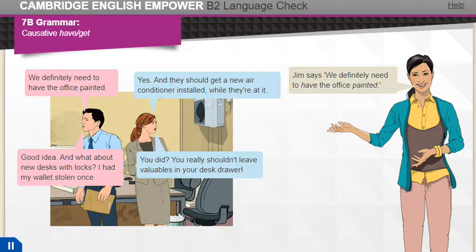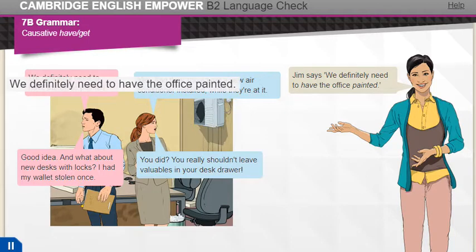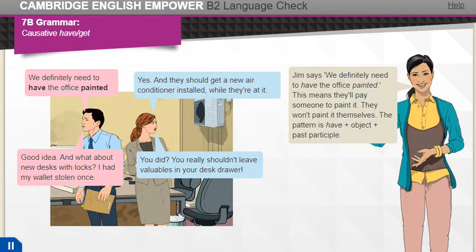Jim says, we definitely need to have the office painted. This means they'll pay someone to paint it. They won't paint it themselves. The pattern is have plus object plus past participle.